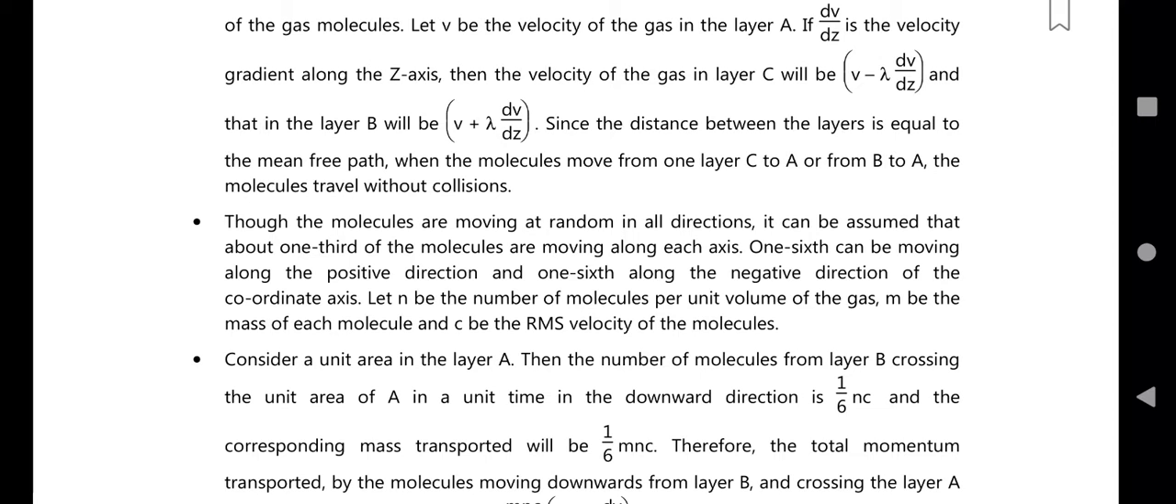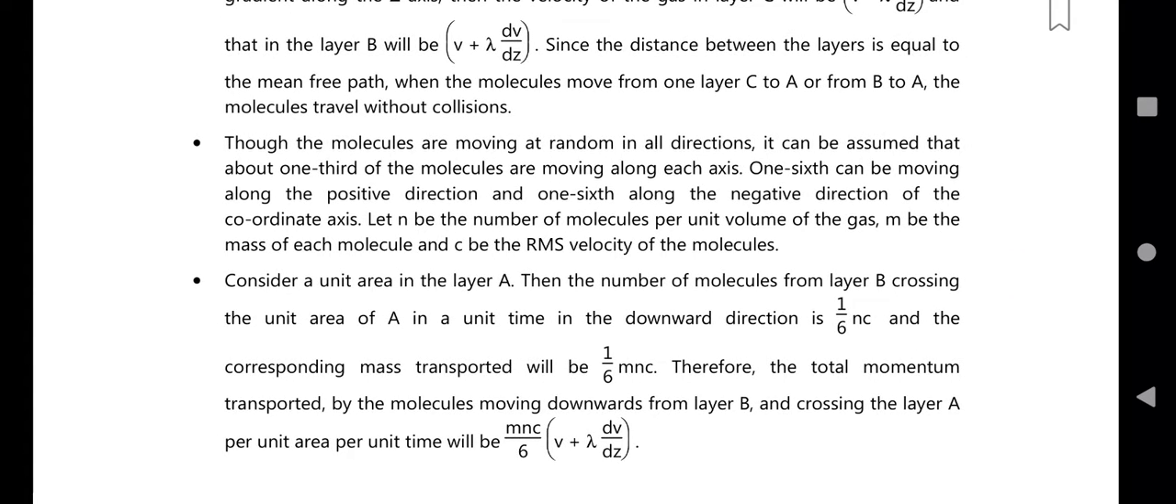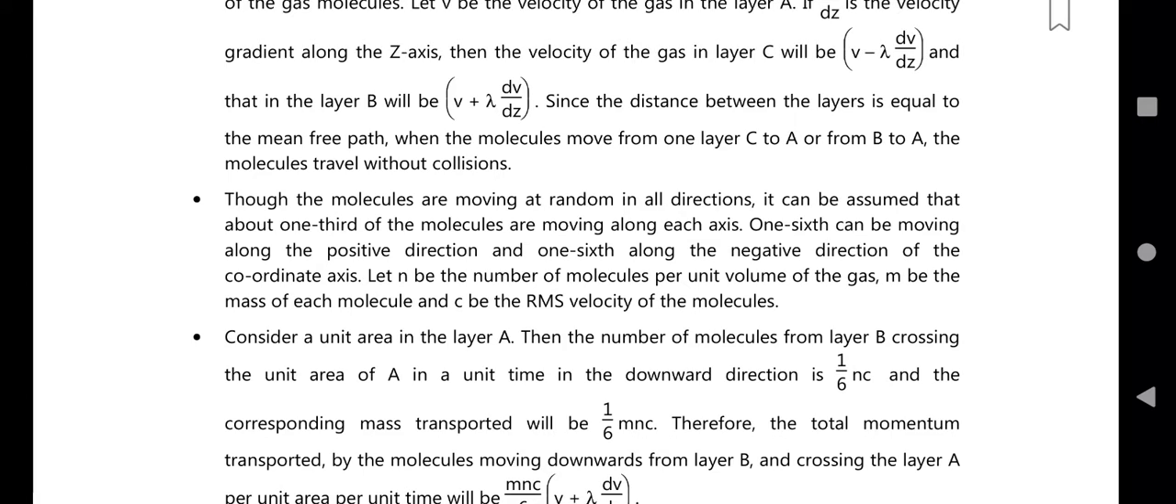Now suppose let n be the number of molecules per unit volume of the gas, m be the mass of each molecule, and c be the root mean square velocity of the molecule. Then consider a unit area in the layer A. Then the number of molecules from layer B crossing the unit area of A in unit time in forward direction is 1/6 nc. Here c is the RMS velocity, root mean square velocity.